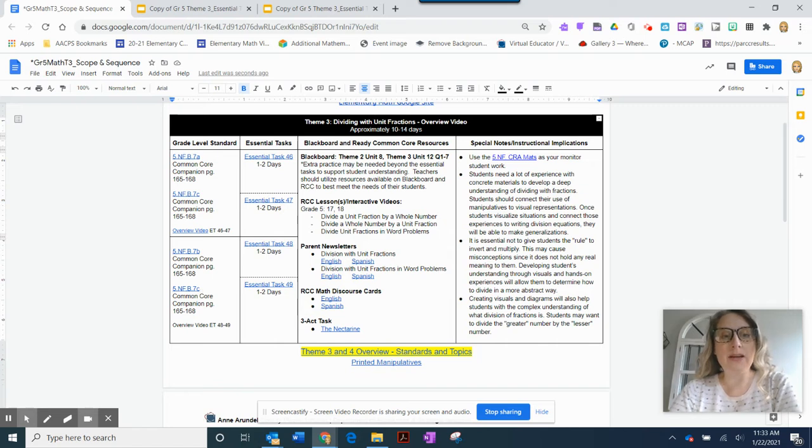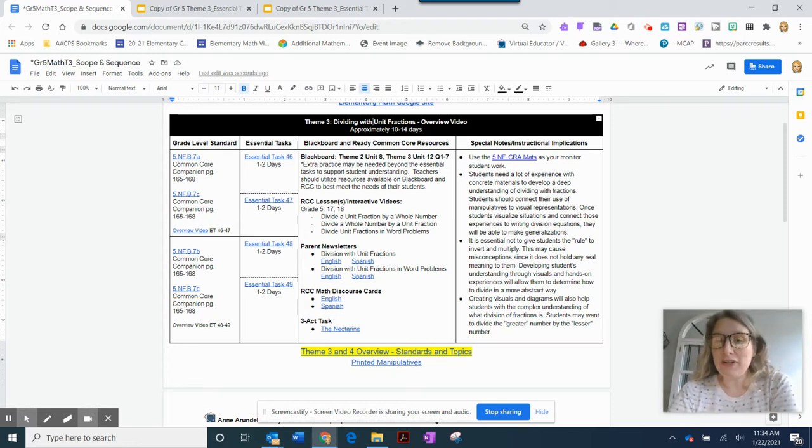Once again, 5.NF.B.7.C is embedded throughout to really help our students gain that conceptual understanding and really look at the context of the problems, what's happening, what are our knowns, what are our unknowns, and try to make sense of these scenarios. So with 5.NF.B.7.B, we're going to be looking at a whole number divided by a unit fraction.